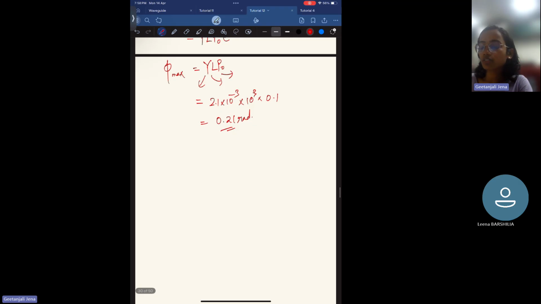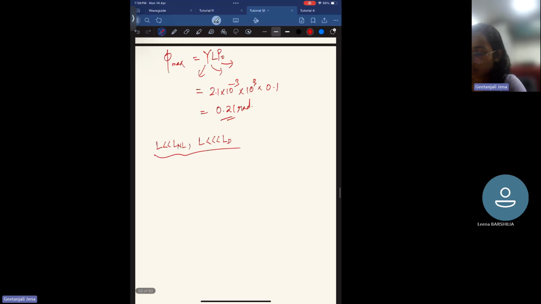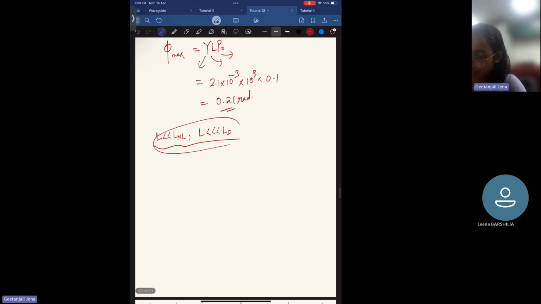So depending on how LD and LNL differ from each other, you can say which effect will dominate. Let us say we have L much less than LNL, and the length is also less than LD. Then there won't be any effect of nonlinearity or dispersion in the medium, so the pulse will propagate undistorted in this case.